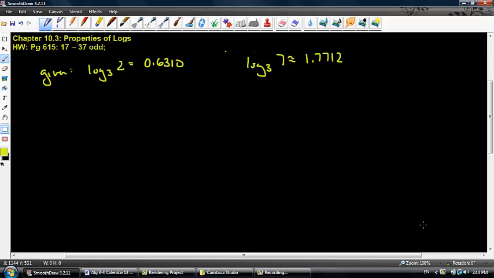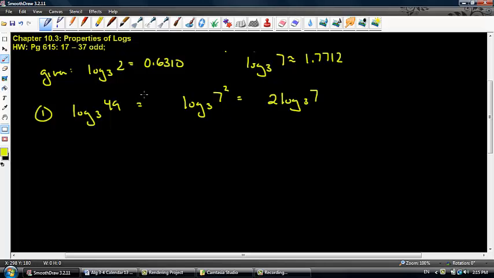Okay, they might up it a notch and give you 2 logarithms now. I'm given log base 3 of 2 equals 0.6310, and log base 3 of 7 equals approximately 1.7712. They might ask you to find the log base 3 of 49. Well, that's a piece of cake. It's similar to the last problem. That's log base 3 of 7 squared, which is 2 log base 3 of 7.